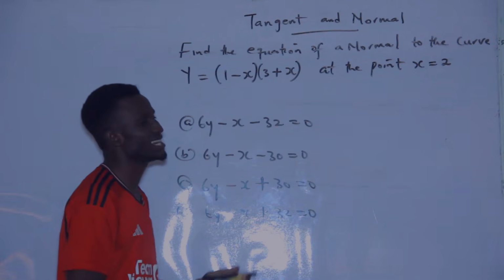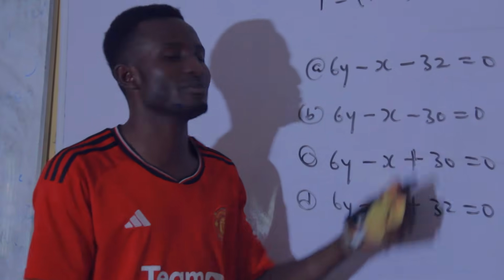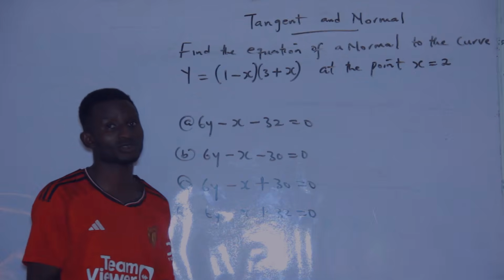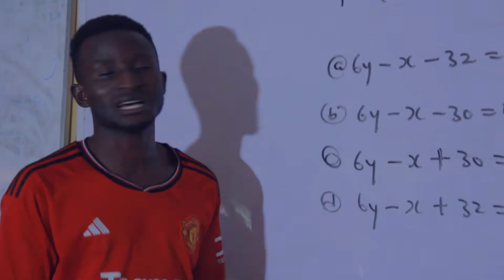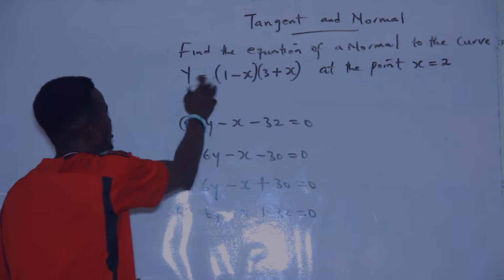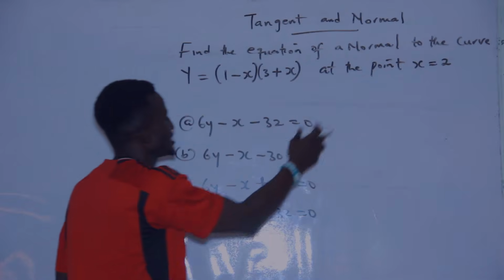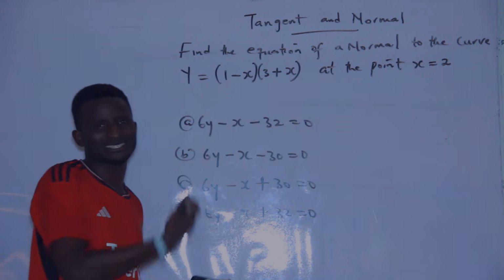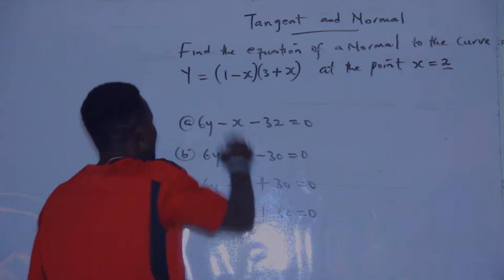But in the CBT exam, where you are given options like this, it may be difficult to just follow the principle of the formula, so we have a shortcut formula. If you check very well, you are asked to find the equation of the normal when y equals into bracket 1 minus x into bracket 3 plus x, at the point x equals 2. What am I going to do? Just see. I'm going to substitute this value of x given to us into the equation here.